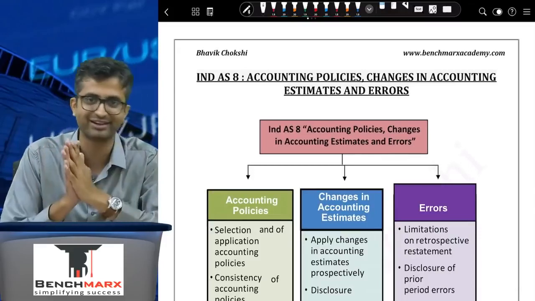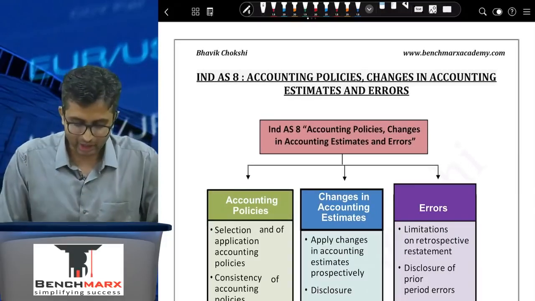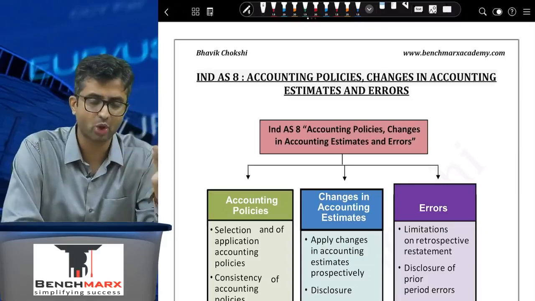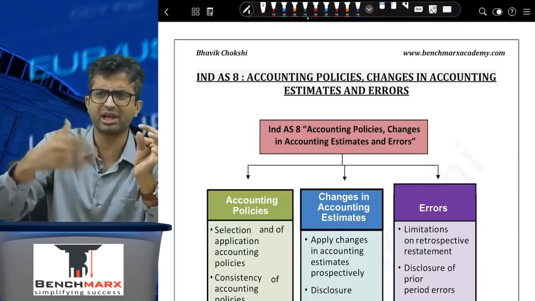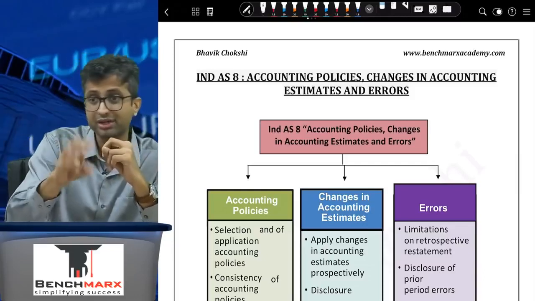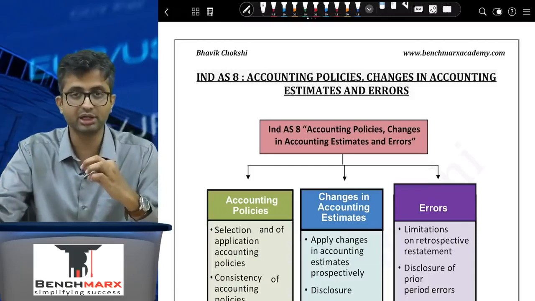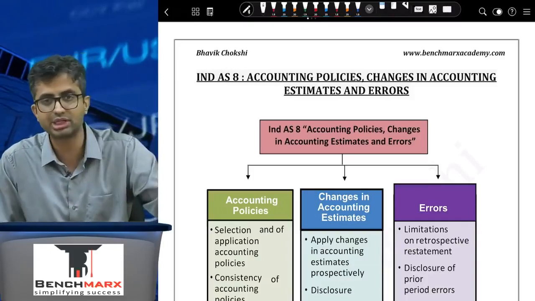I'm sorry if you find it a little fast, but we have to kind of round it up in a limited time. Okay, so you have Ind AS 8, which is accounting policies. 3 items over here: accounting policies, something like FIFO or weighted average, which if you change, you can change voluntarily if you think it is resulting in a better presentation, or it can change due to the application of Ind AS or a change in Ind AS.